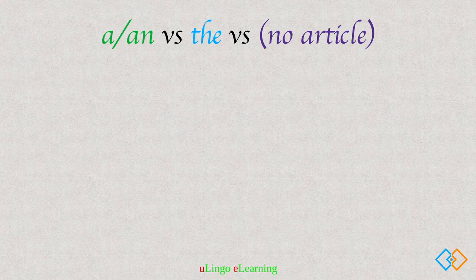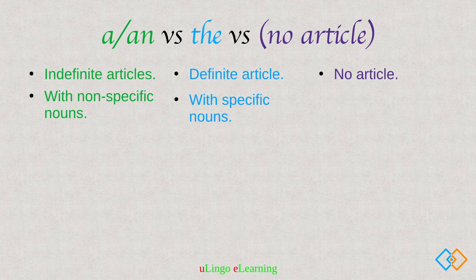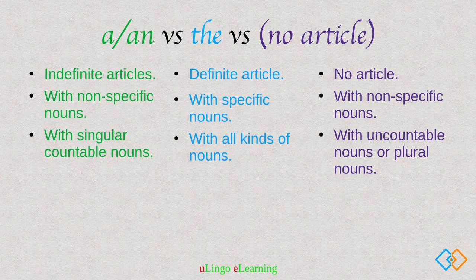Here's the summary of what we have learned. A and an are indefinite articles. The is a definite article. And in the case of no article, there is no article with it, of course. A and an are used with non-specific nouns, while the is used with specific nouns. No article is the same as a and an. They are used with non-specific nouns. A and an are used with singular countable nouns, while the is used with all kinds of nouns. No article is used with uncountable nouns or plural nouns.